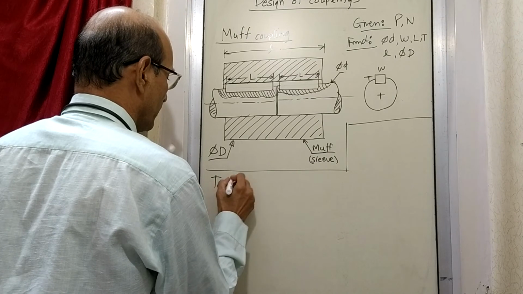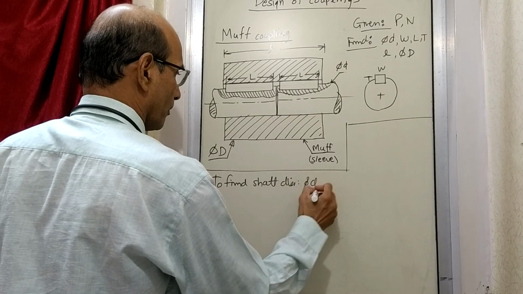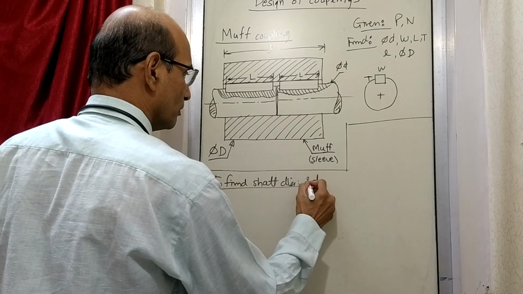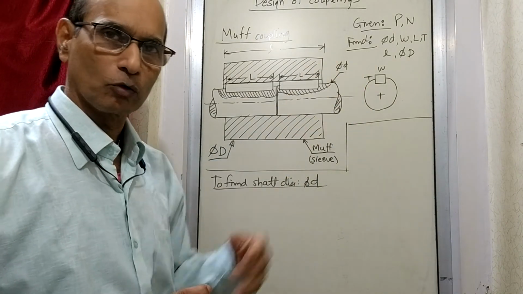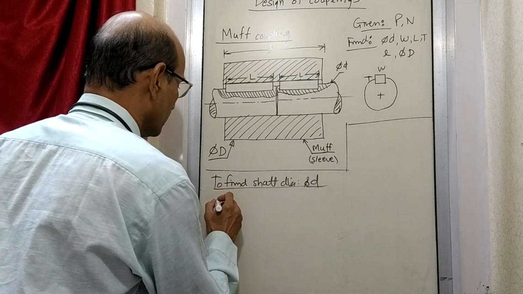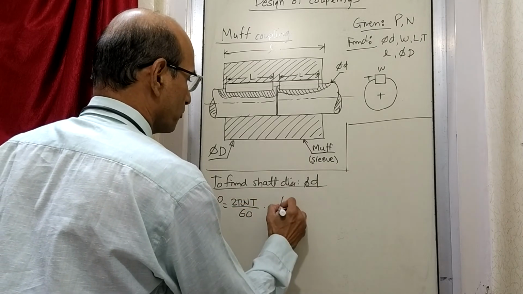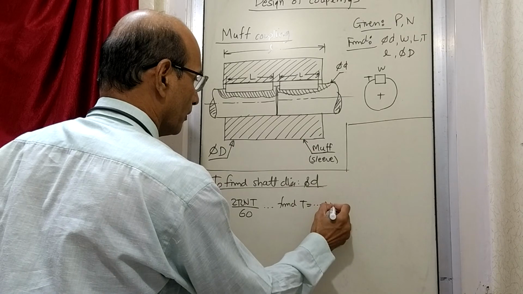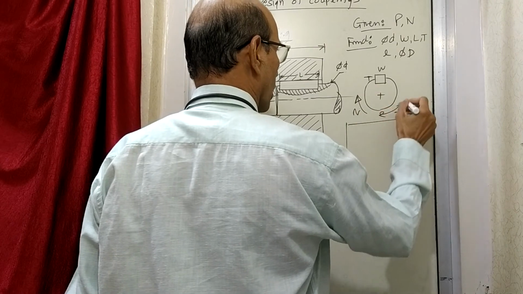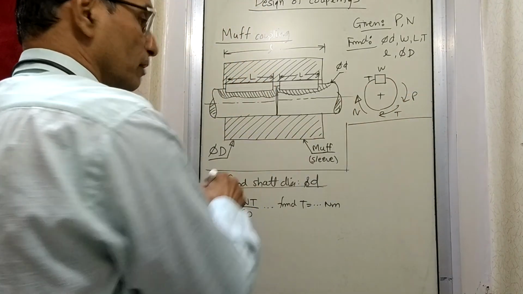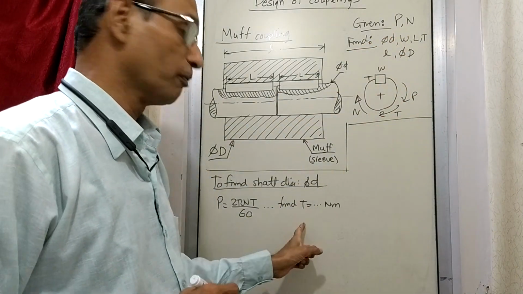First, find the shaft diameter. Why do we find the shaft diameter? Because once we find it, the key dimensions can be finalized and then we can go ahead. We have already seen that power is equal to 2 pi N T by 60. From this, find how much torque is acting here. There is a speed, a torque and a power, all related by this equation, and since power and speed are given, the torque can be found out in Newton meters.